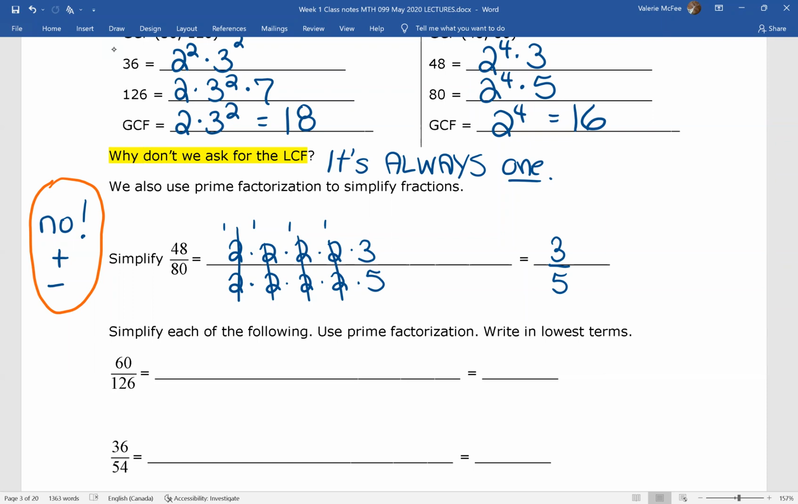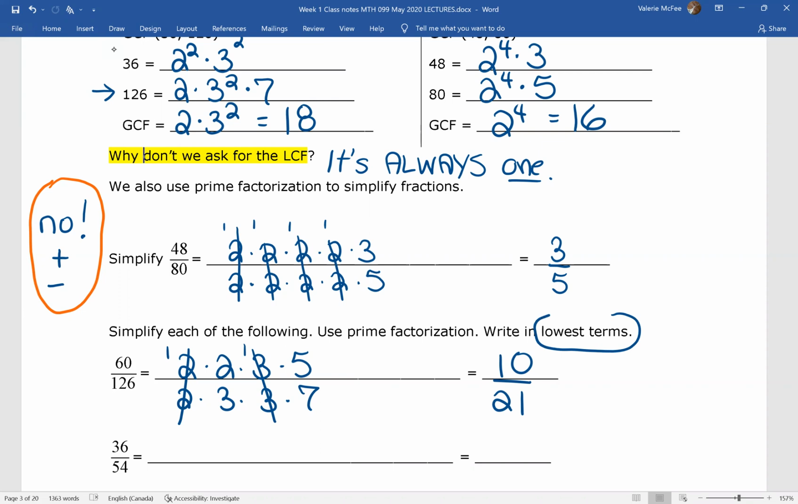Now, let's simplify 60/126. 60 is 2 times 2 times 3 times 5. 126, we already prime factored that there. We can simplify this. 2 divided by 2, 3 divided by 3. This simplifies to 10/21. Once we've divided out all of the common factors, we say that the fraction is in lowest terms.